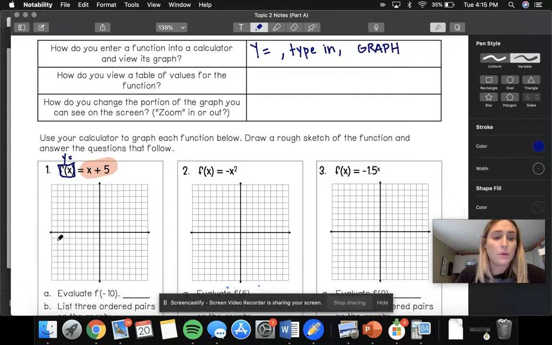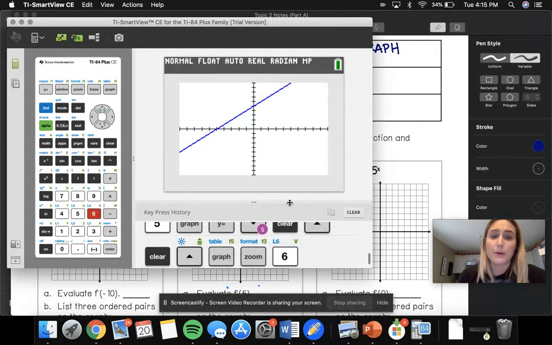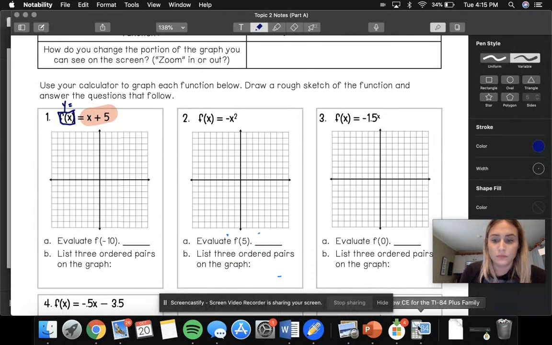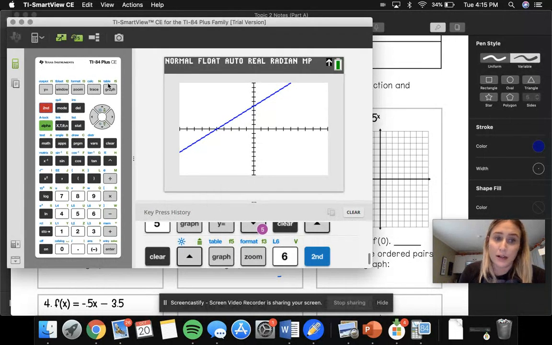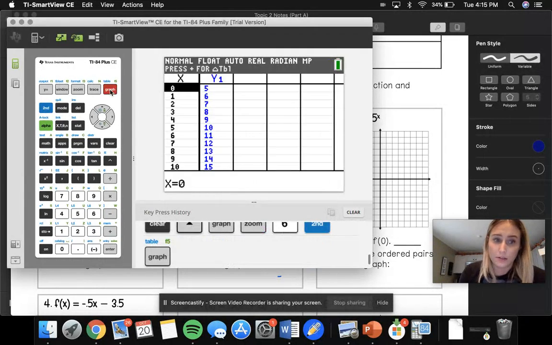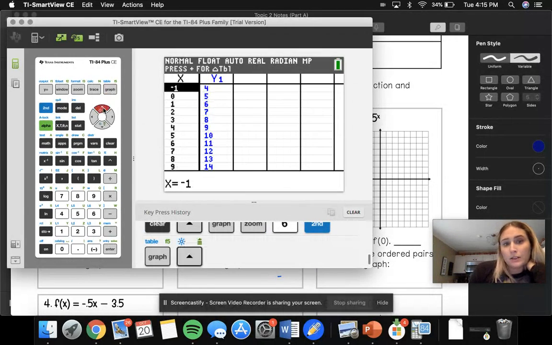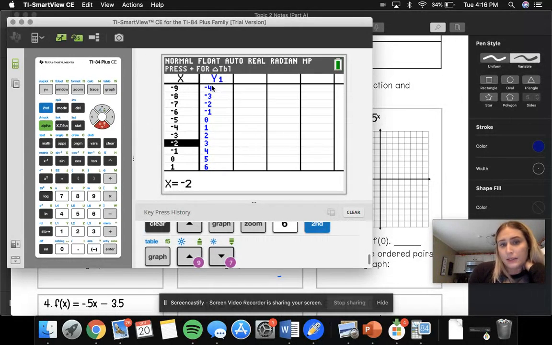Okay. Now we want to make a rough sketch of the graph, but we should probably use ordered pairs to do that. So to get to a table of values or ordered pairs, we will hit the second button, and then we will hit graph. Okay. So we hit the second button, and right above graph, you see the word table. So we're going to hit graph, and this has our inputs and our outputs. Okay. So we can go up, we can go down. These are all of our inputs, and the blue line is in blue, so it has all of our outputs.